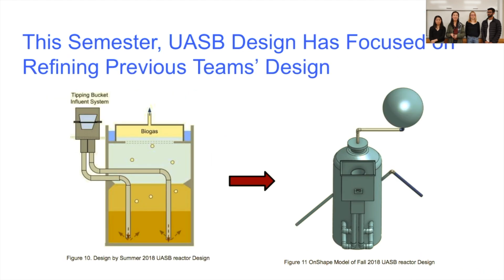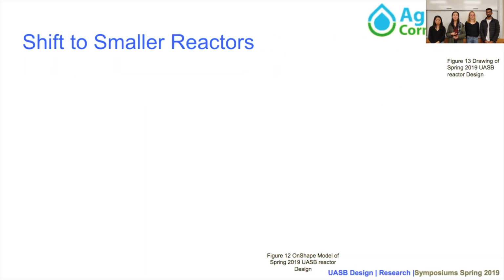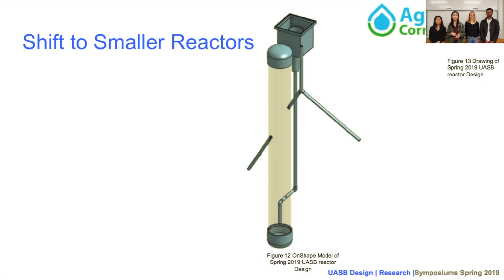So this semester UASB Design has really focused on refining previous teams' designs. We really wanted to create a design that we can fabricate in the Ithaca wastewater treatment facility by the end of this semester. So we really focused on dimensions and what parameters we need to figure out dimensions. Recently we've made a shift to smaller reactors so that we can fit more reactors in the space that we have at the Ithaca wastewater treatment facility.